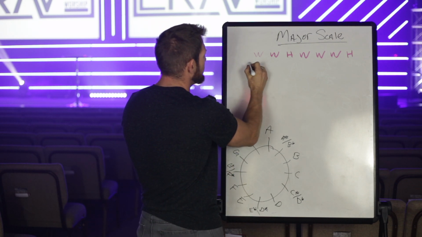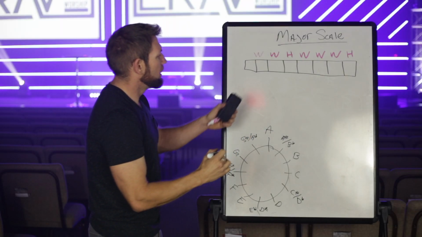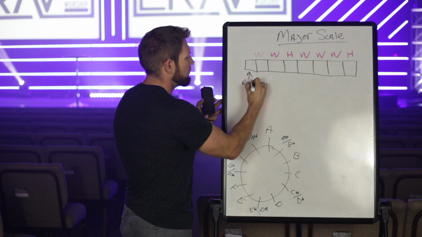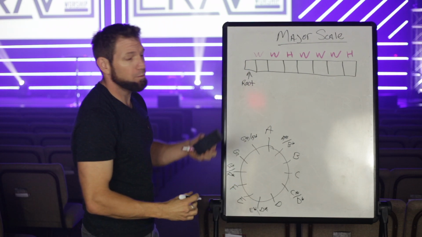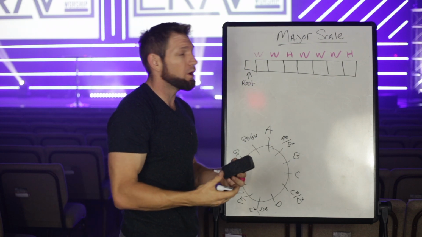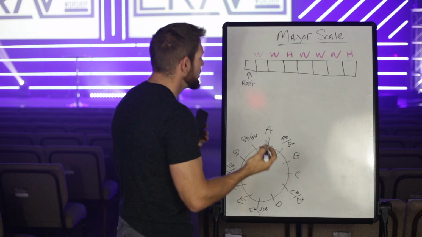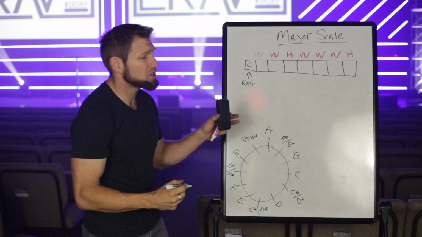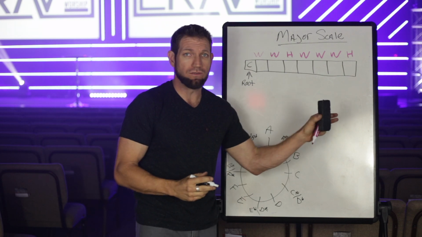So I'm going to go ahead and make blocks here. So root note, we'll start here. This is the root, and we said that we're going to play a song in the key of C. So I want to find the C major scale. So I'm going to start with the C. Now I can start working my intervals.